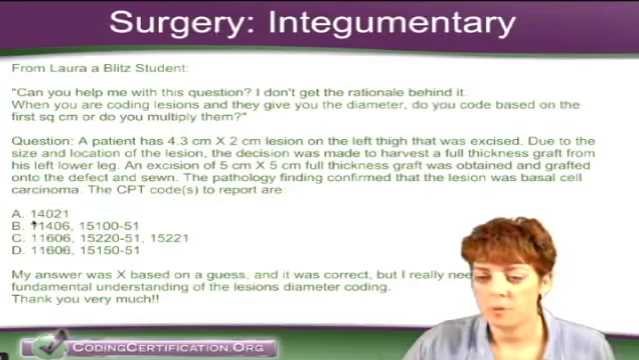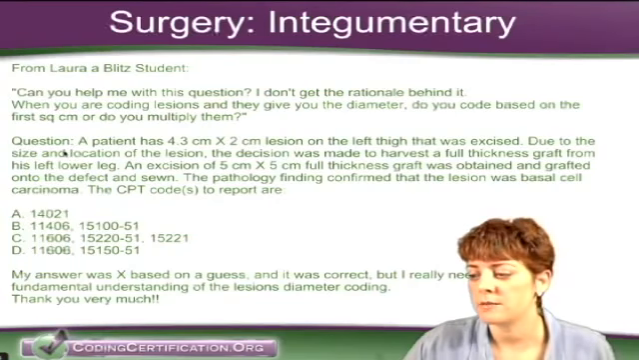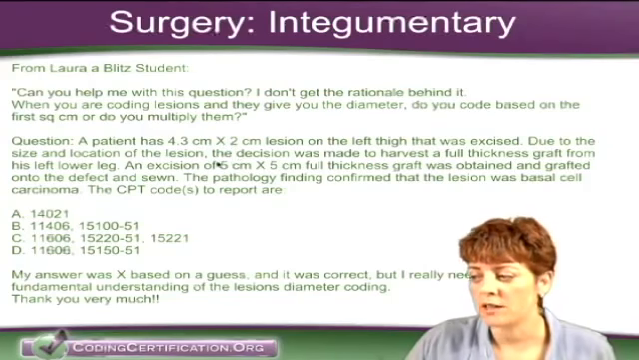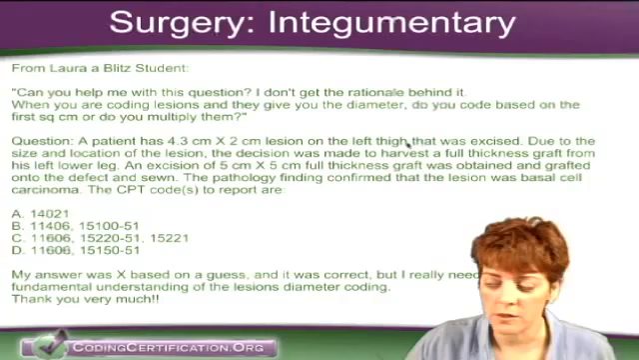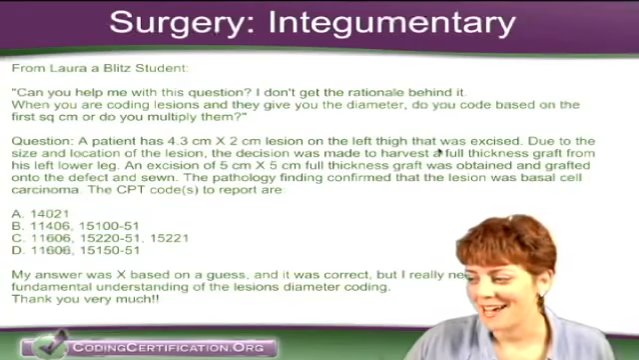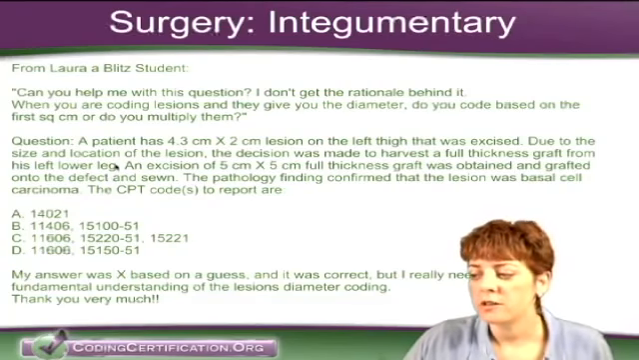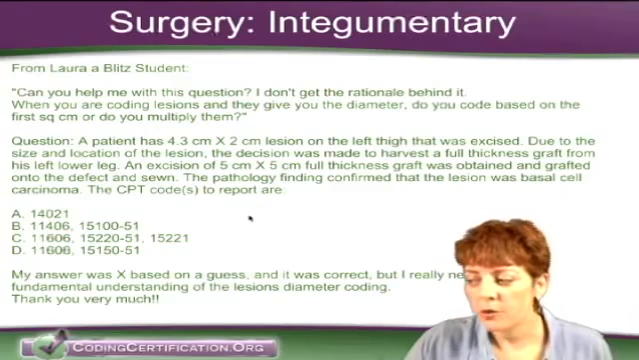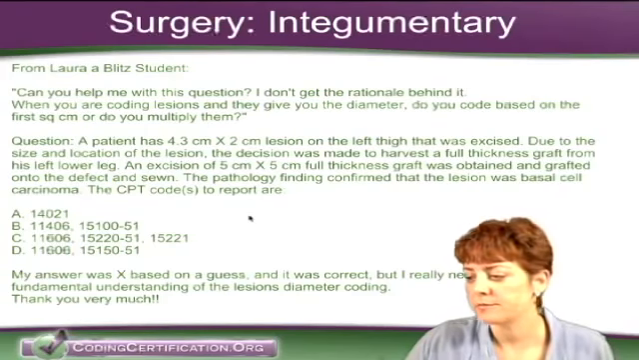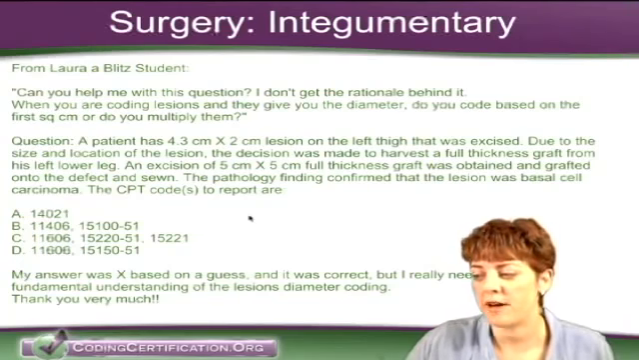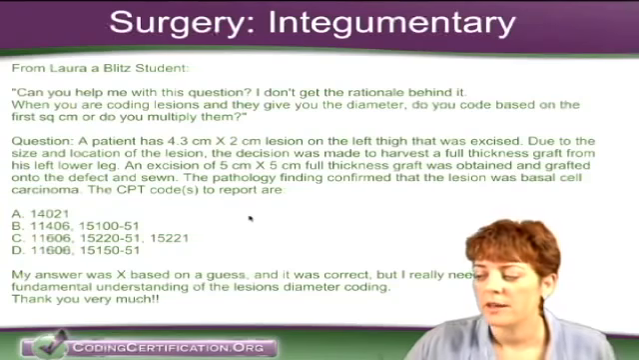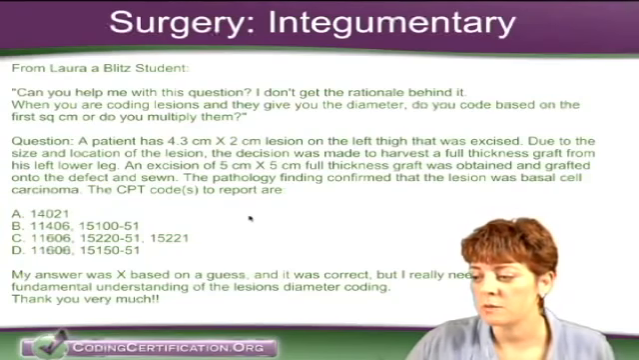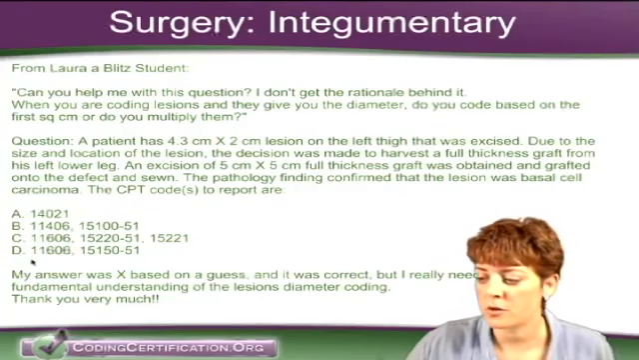And this must be from a practice exam. The question reads, a patient has a 4 by 3 centimeter times 2 centimeter lesion on the left thigh. Hint, hint, a poll is coming up. That was excised. Due to the size and location of the lesion, the decision was made to harvest a full thickness graft from his lower left leg. An excision of 5 centimeters by 5 centimeters, full thickness graft was obtained and grafted onto the defect and sewn. The pathology finding confirmed that the lesion was basal cell carcinoma. The CPT codes to report are, and you're given these 4 choices.